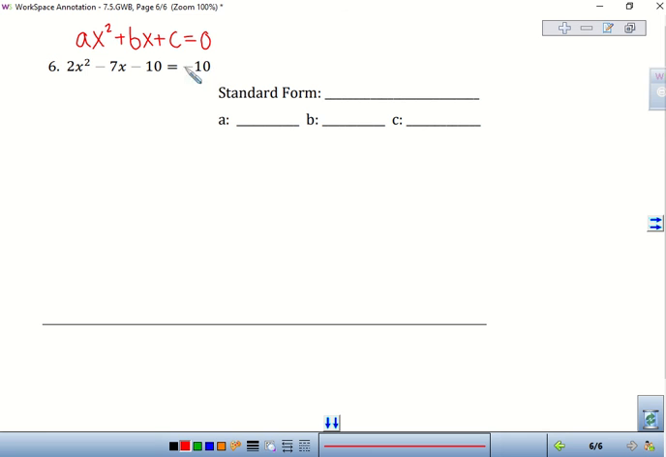Get rid of this? Good, I have to add it to the other side. So if it's negative, I add it to the other side. If it's positive, I subtract it to the other side. That leaves me with 2x squared minus 7x plus 0. Because negative 10 plus 10 is 0, right? So this is my standard form.